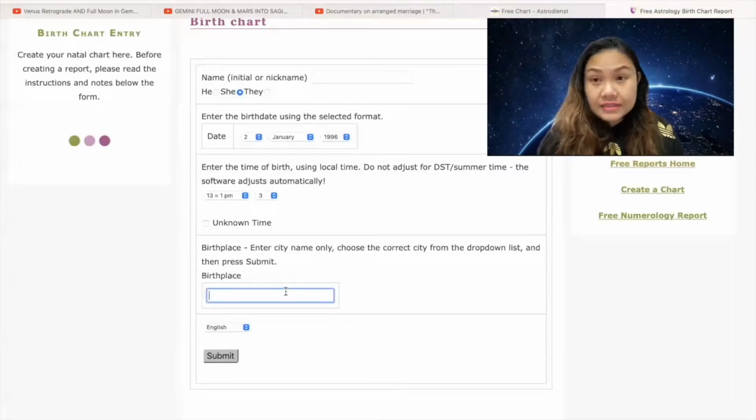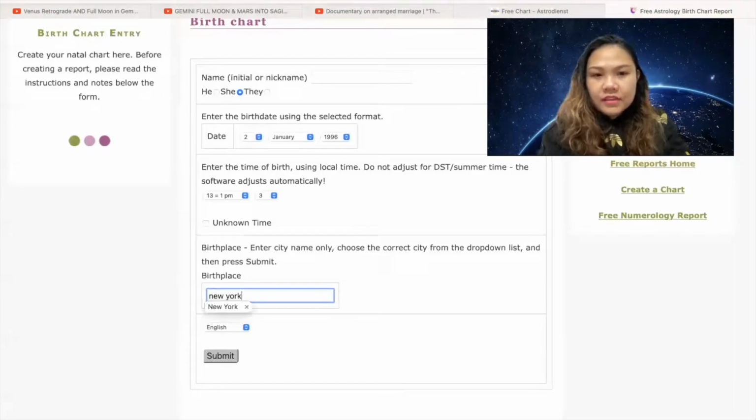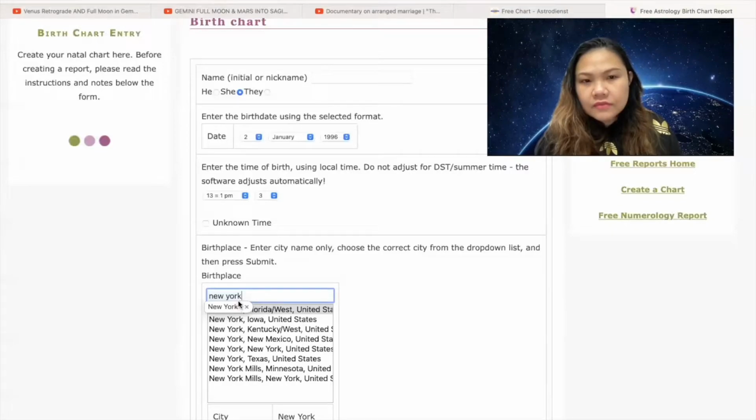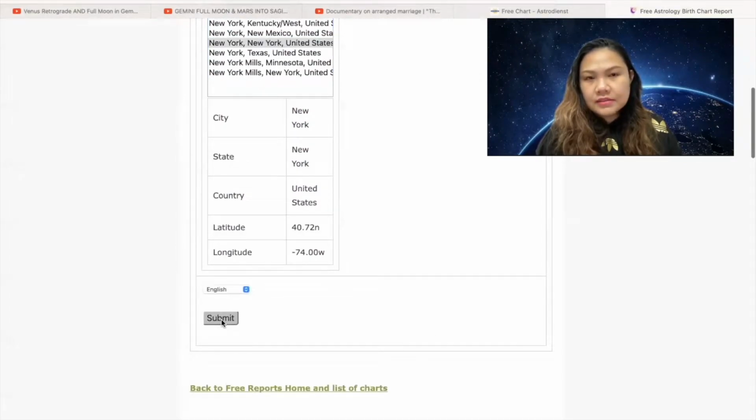Then this is the birthplace. Enter the exact city. I know that 99.9% of people in the world will know where they were born, right? The birthplace, so to speak. So I just put New York randomly because I'm living in New York. When you type the location, they pull out a lot of New Yorks, because America has New York, Florida, Iowa, Kentucky, or whatever. But I live in New York City, so I just put that. And then you scroll down here, submit.